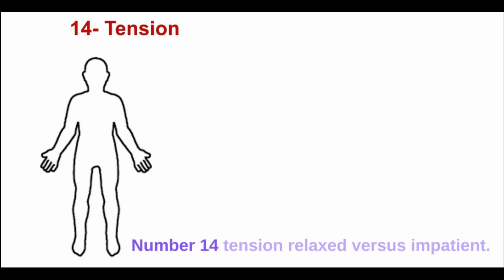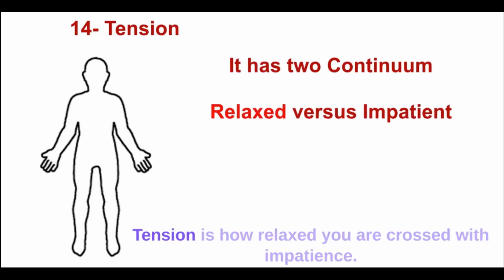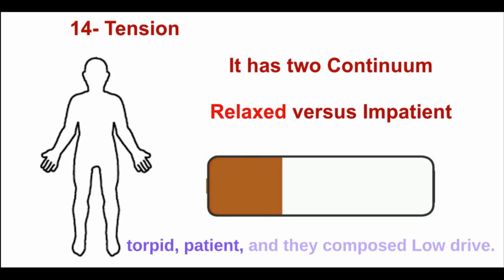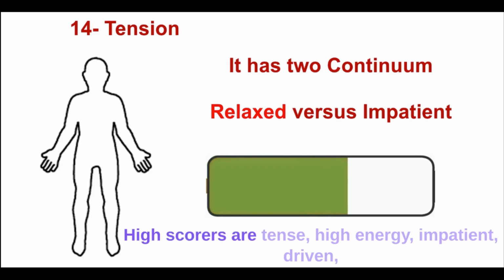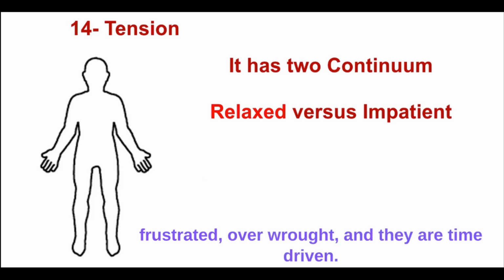Number 14, tension. Relaxed versus impatient. Tension is how relaxed you are, crossed with impatience. Low scorers are relaxed, placid, tranquil, torpid, patient, and composed, with low drive. High scorers are tense, high energy, impatient, driven, frustrated, overwrought, and time-driven.